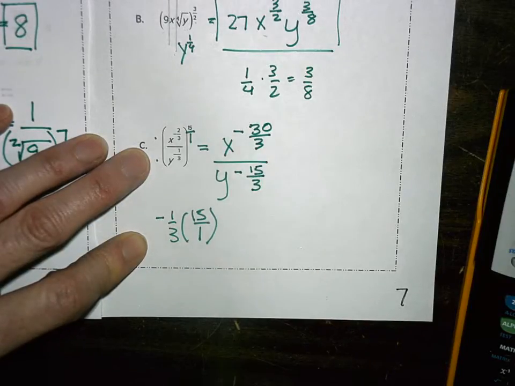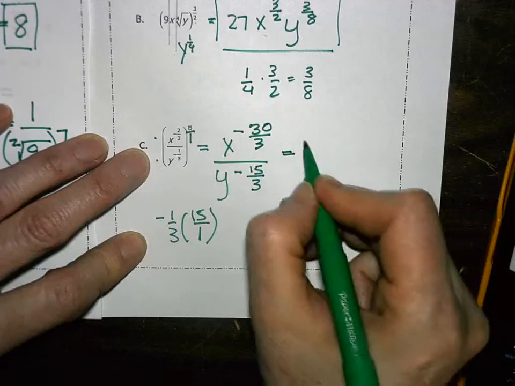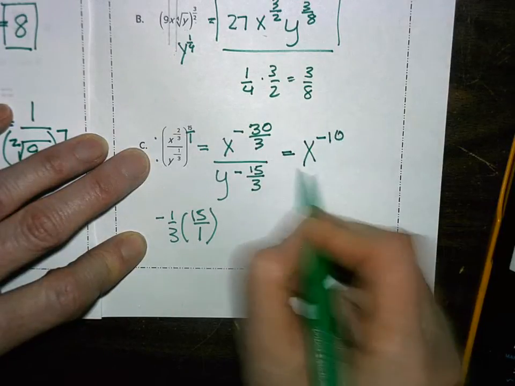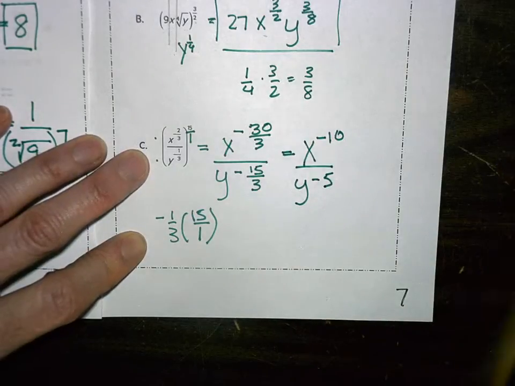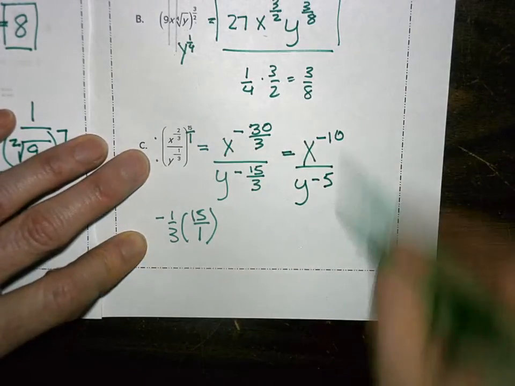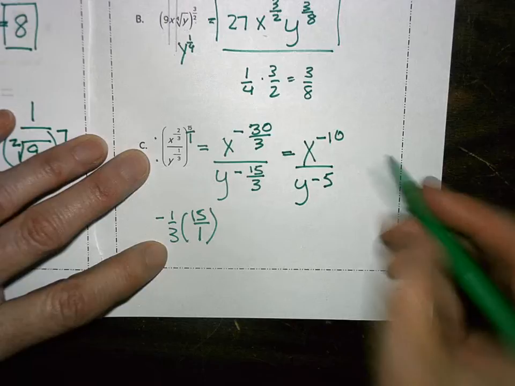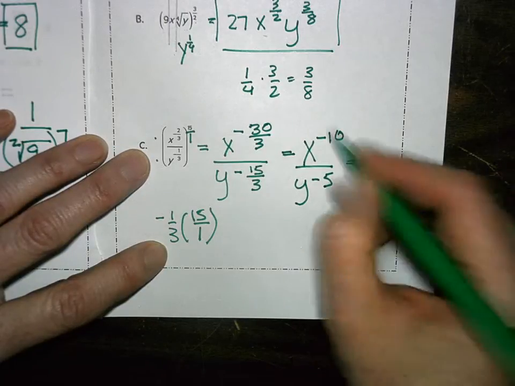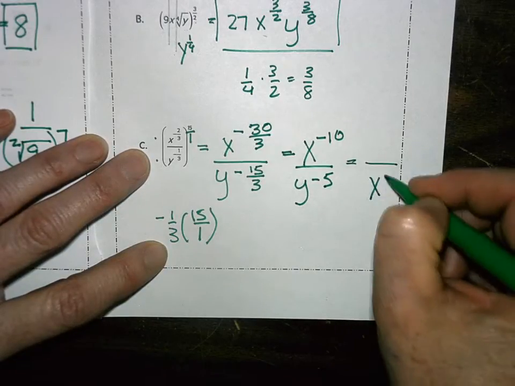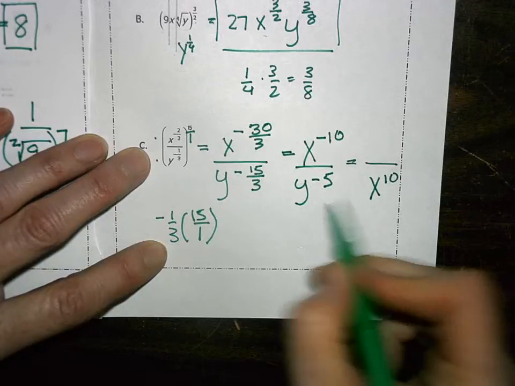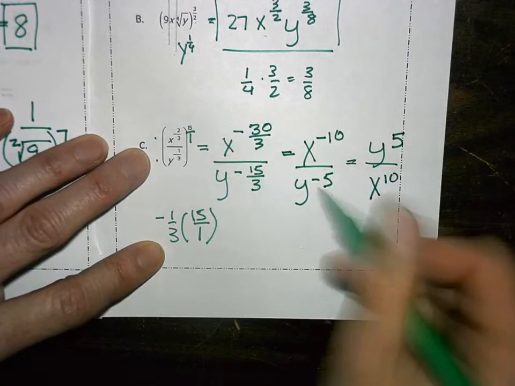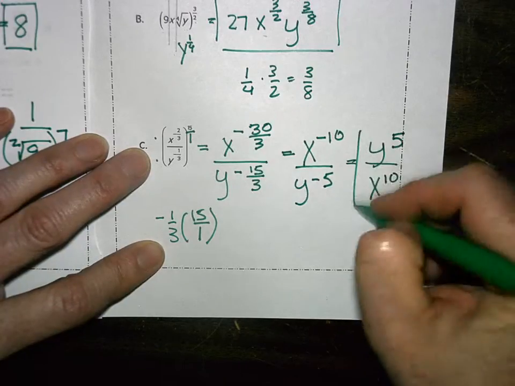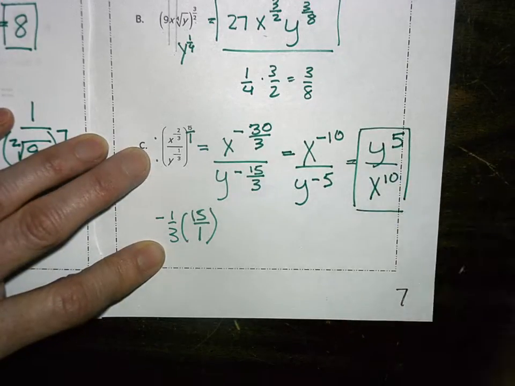And that's how I got that. Now let's simplify. We have x to the negative 10 over y to the negative 5. Now what can I do with negatives? Because they're both negative, I could write this x to the negative 10, put it in the denominator and make it x to the positive 10. I could take this to the numerator and make it y to the positive 5. See how that works? And that is my best answer.